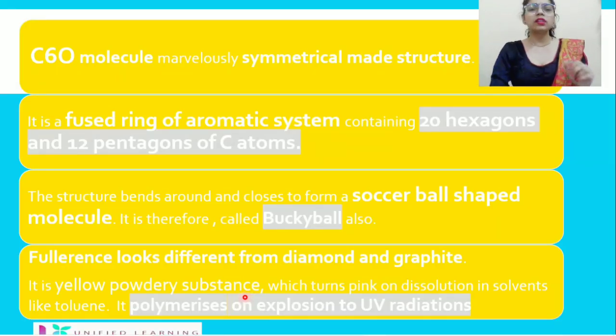Okay, it is a yellow powdery substance, as we have just talked about graphite and diamond. So the C60 molecule is a yellow powdery substance, and it turns pink when you dissolve it in toluene.